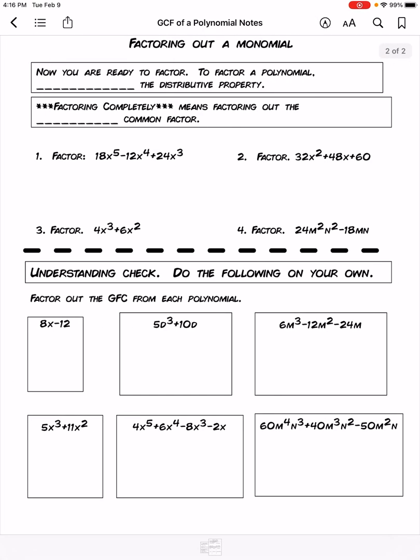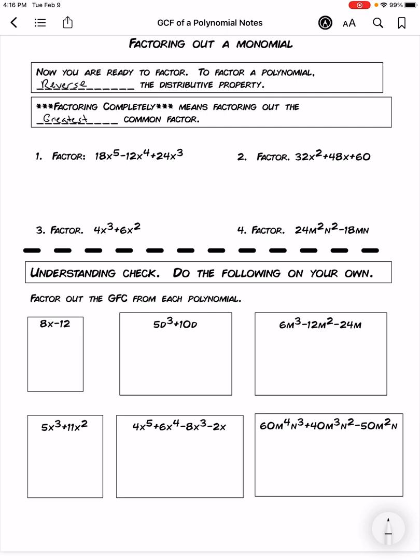All right, now we have a GCF. Our job after that is to factor a polynomial. Okay, and to factor a polynomial, we're going to reverse the distributive property, or work backwards. Okay, factoring completely means that we're going to be factoring out the greatest common factor.